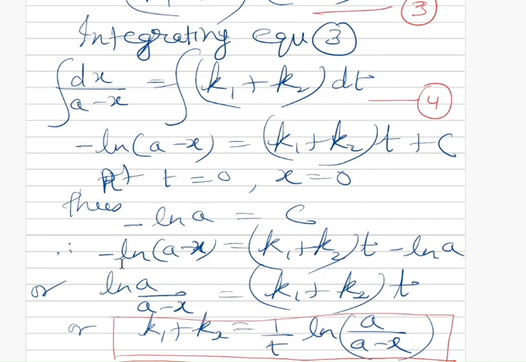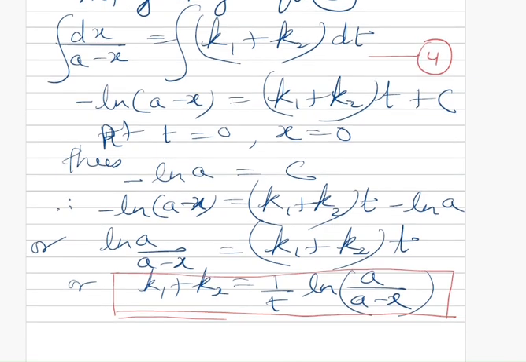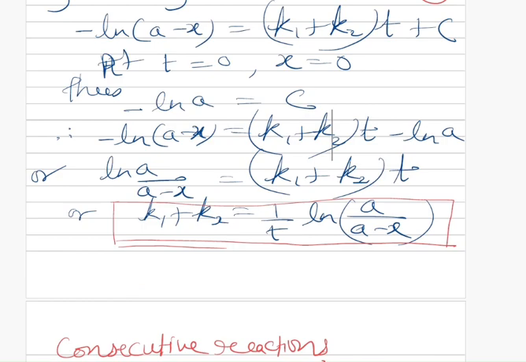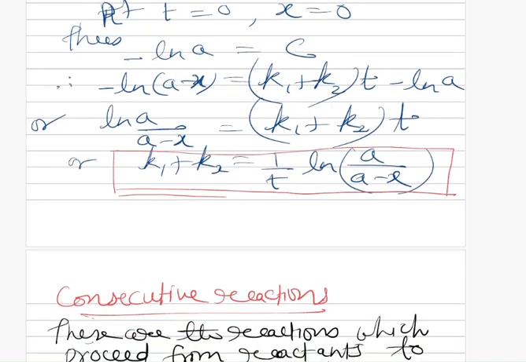So −ln(a − x) = (k1 + k2)t + C. In this equation, we are putting the value of C, which is −ln a. Taking this −ln a to the left side, ln a upon (a − x) is equal to (k1 + k2) into t. That is, k1 + k2 is equal to 1 upon t into ln a upon (a − x).